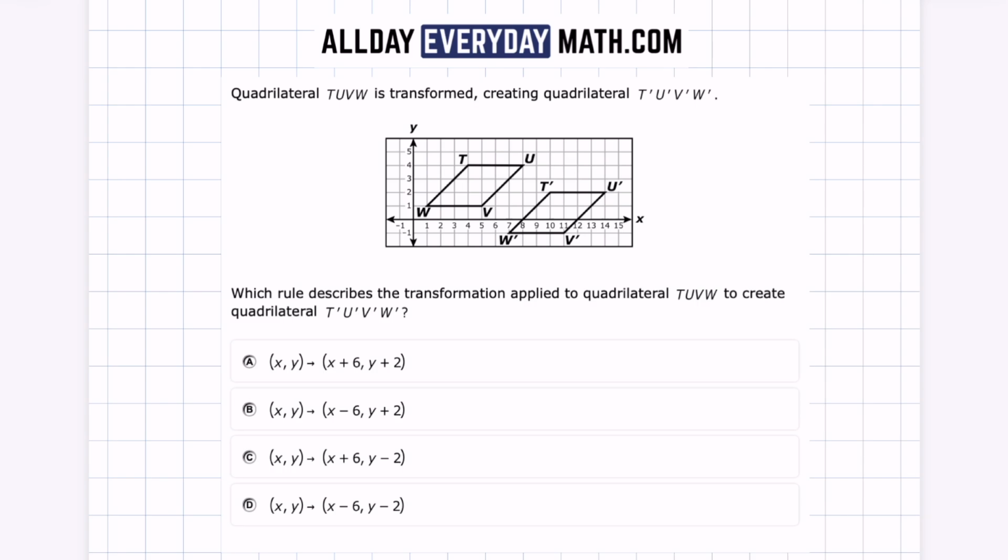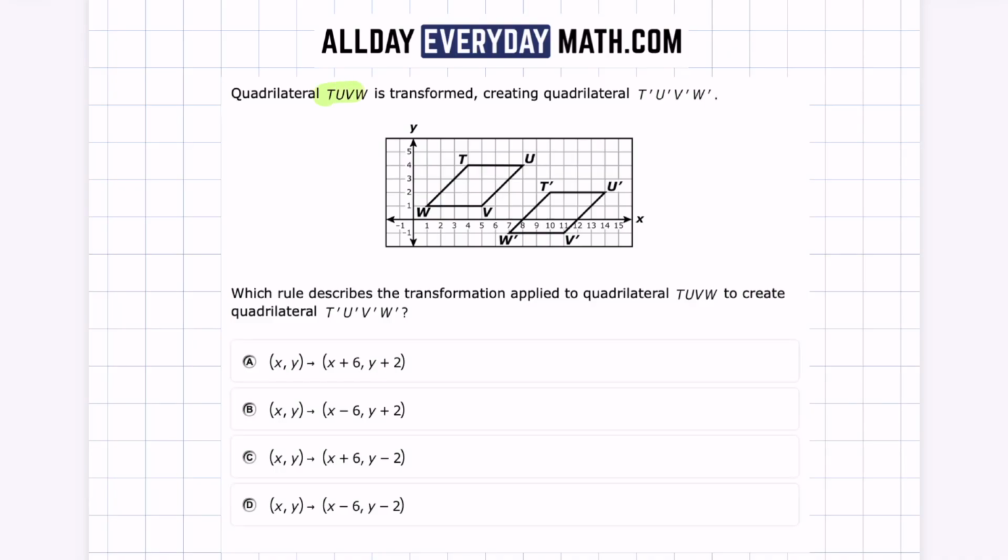This is number 6 from the 2025 8th grade math STAAR test. It says quadrilateral TUVW is transformed, creating quadrilateral TUVW prime. Which rule describes the transformation applied to quadrilateral TUVW to create quadrilateral TUVW prime?